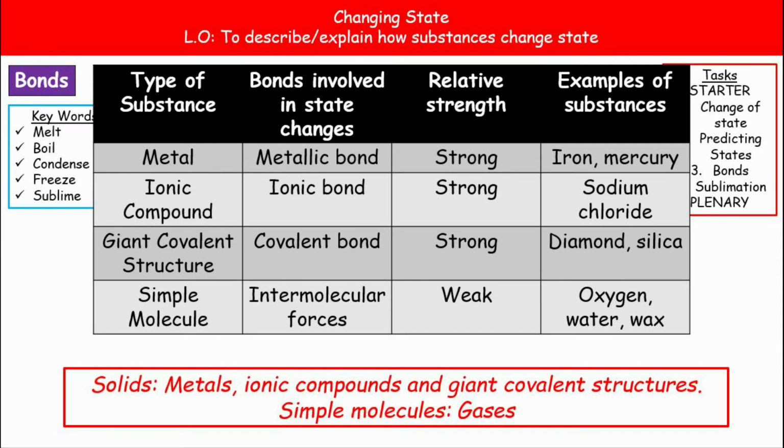So hopefully we identified the solids as being the metals, the ionic compounds and the giant covalent structures, and the simple molecules would be the gases.